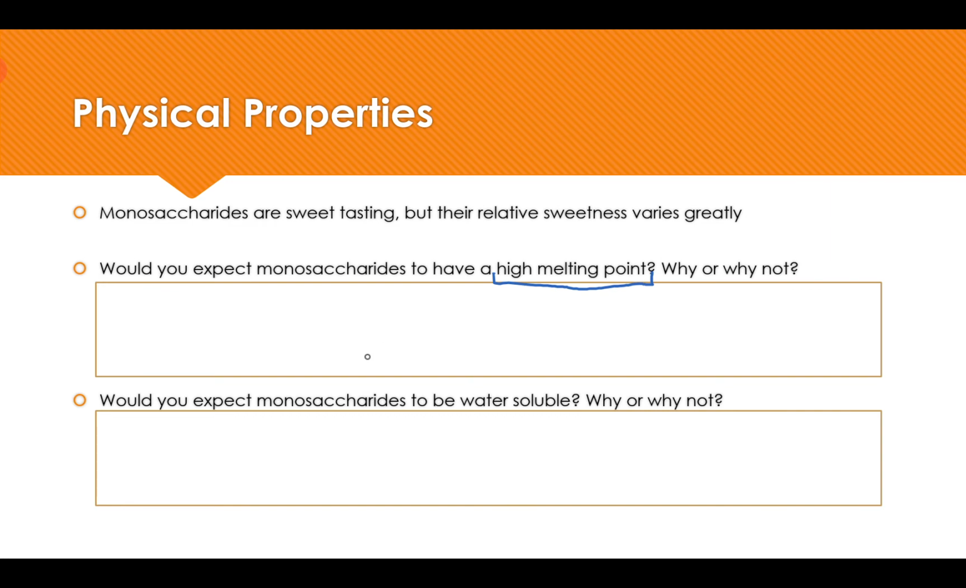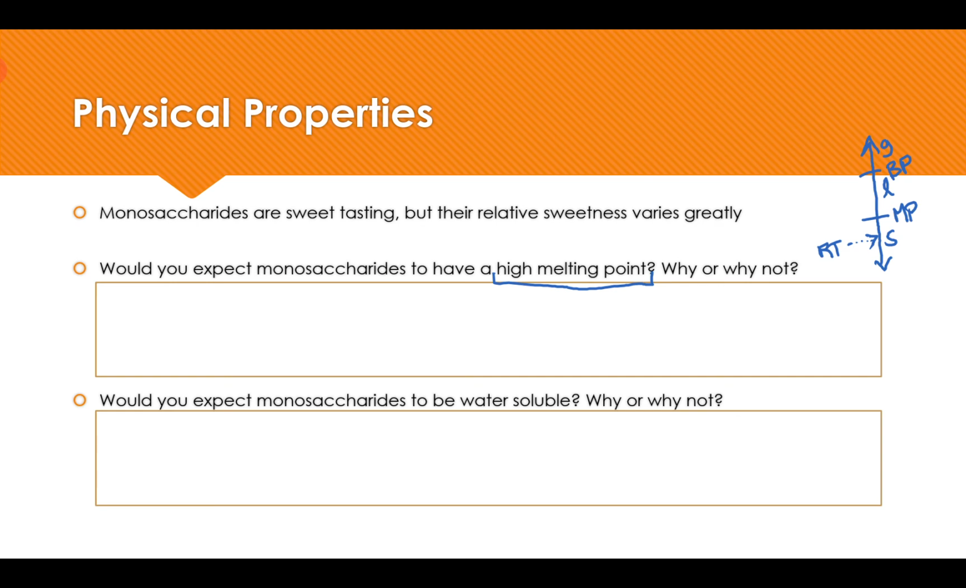Okay, so we do expect the monosaccharides to have a relatively high melting point. Room temperature has not happened yet, and so the melting point is here, and this is solids, this is the boiling point, these are liquids, and this is gas. A lot of sugars are solids at room temperature, which means that room temperature is here, and the melting point is above room temperature.